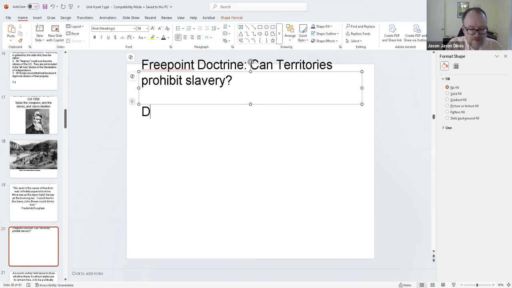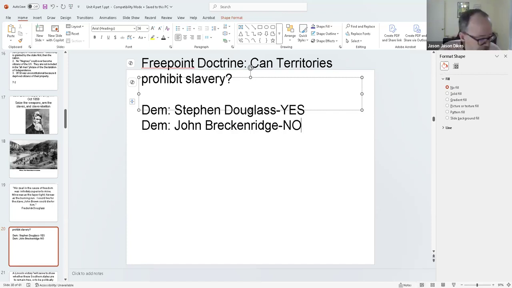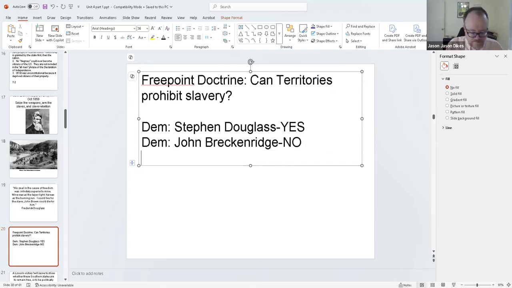Candidates: Democratic Party, Stephen Douglas. Yes, territories can prohibit slavery. The other Democrat, John Breckinridge. No, territories cannot prohibit slavery. So the Democratic Party is already breaking up into two wings. We're also going to have a third party, the Constitution Party, John Bell.